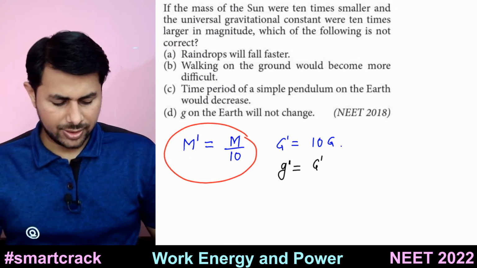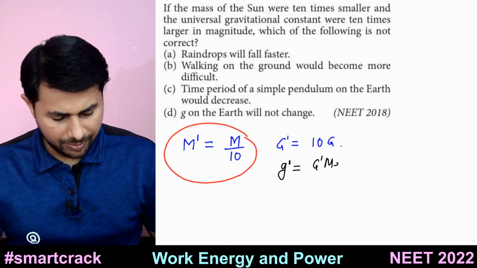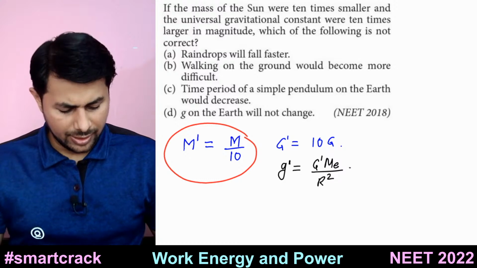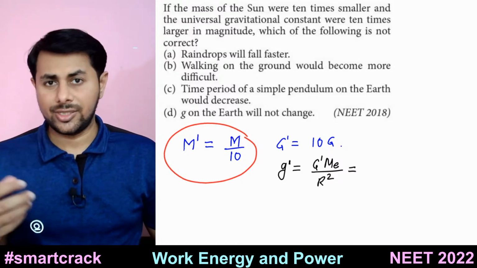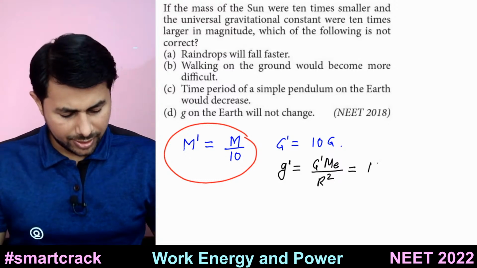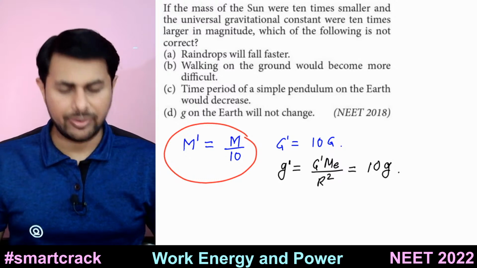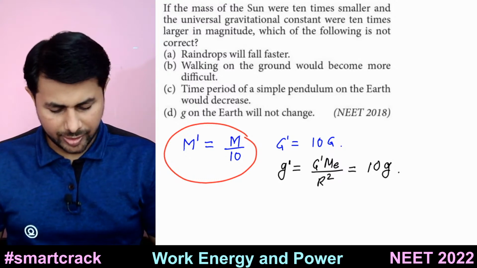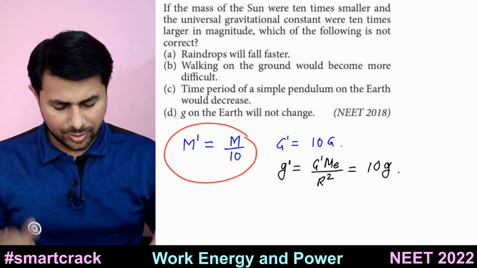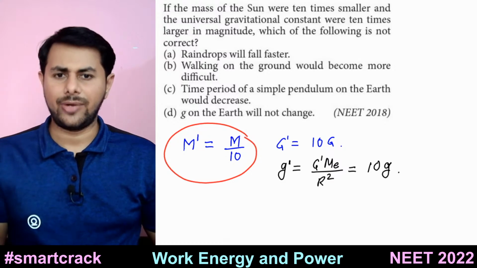So it is G dash into M suffix e over r square, we can write. And what is G prime or G dash? It is 10 times G. So this will become 10 times the value of acceleration due to gravity, right? Because G is changing to 10 times G. So it's obvious that raindrops will fall faster.